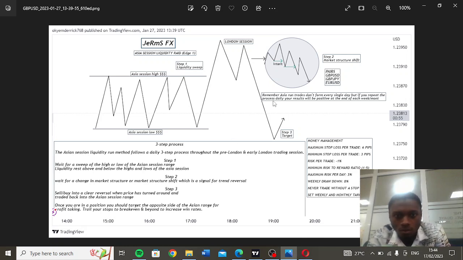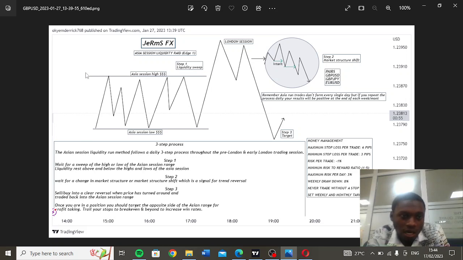With this edge, we have just three steps which I want to go over, and then we'll go through some examples. This is a graphical representation of it. We have the Asia session high, and then we have the Asia session low.